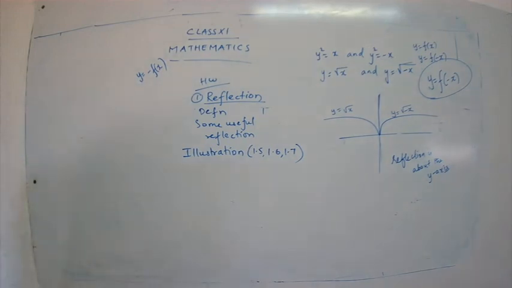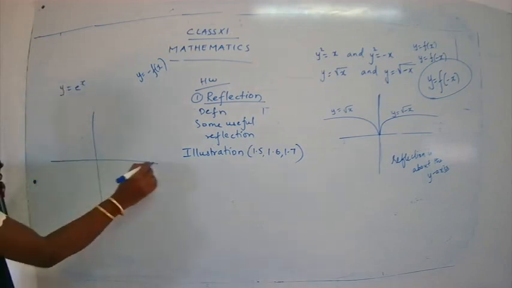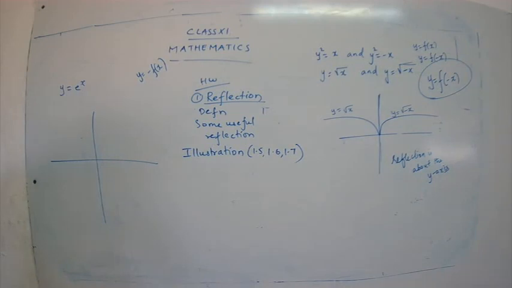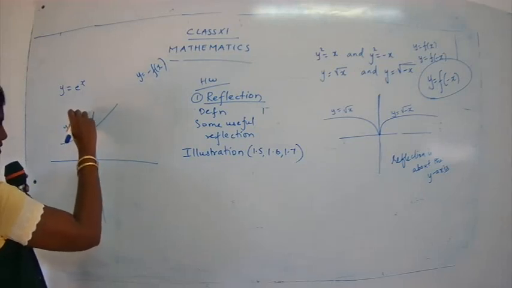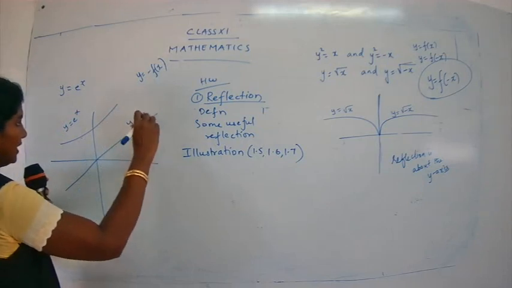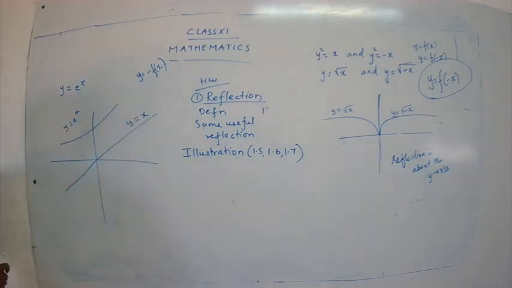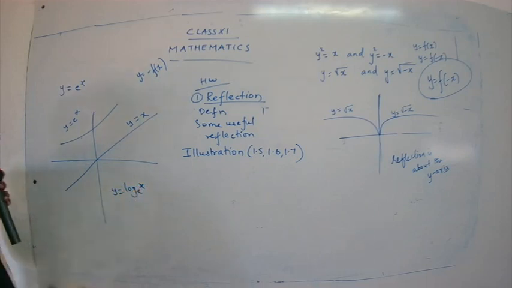So what are we going to consider here? We are going to consider the function y is equal to e raised to x. So let's plot the graph of e raised to x. It goes somewhat like this, y is equal to e raised to x. You have a line, y is equal to x. And what is the inverse of e raised to x? The inverse of e raised to x is y is equal to log x to the base e.